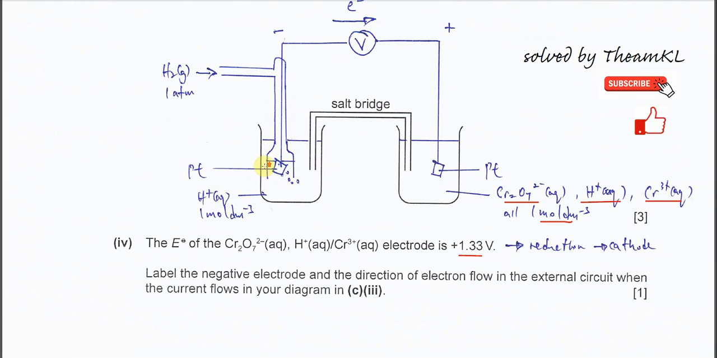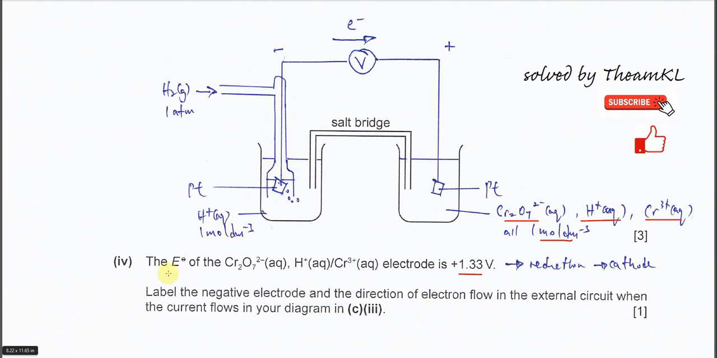And part 4. The E0 of this dichromate half cell is positive 1.33. So from here we know that this is a more positive value than the hydrogen electrode. So this half cell will undergo reduction and the other will undergo oxidation. Reduction means it's a cathode.